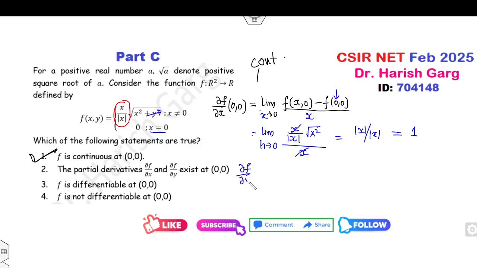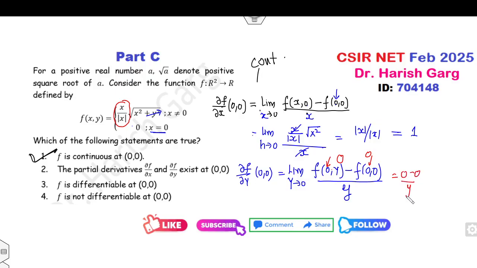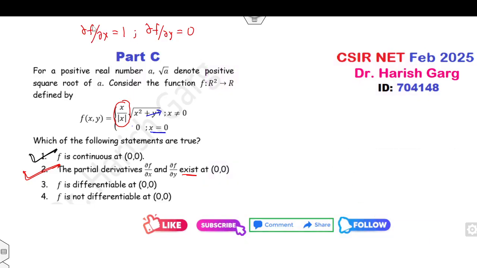Can you find the partial derivative with respect to y? So this will be the limit as y approaches 0 of f of 0 comma y minus f of 0 comma 0 divided by y. Whenever x is 0, this answer will be 0. So therefore, this is 0. Both the limits exist. Yes, this option is the correct answer. So what we have obtained: partial derivative of x is 1, partial derivative of y is 0. Now, check the differentiability at the point 0 comma 0.